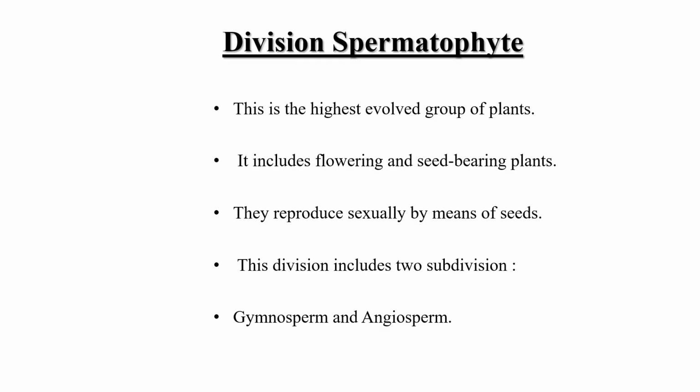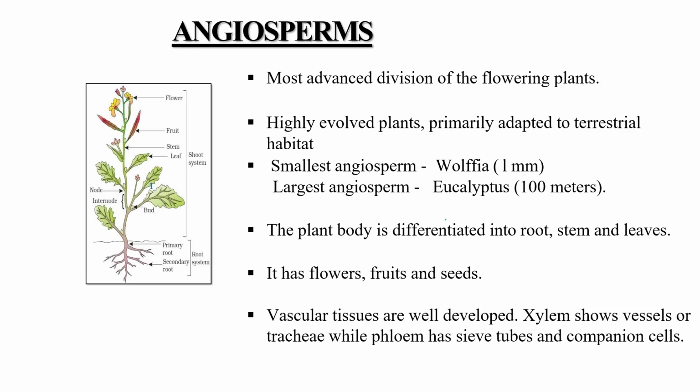Angiosperm and gymnosperms both come under the division spermatophyte, right? And this is the highly evolved group of plants. It includes flowering as well as seed-bearing plants. This type of plant reproduces sexually by means of seeds, because they are able to produce seeds. And as I told you, gymnosperm and angiosperm both come under the division spermatophyte.